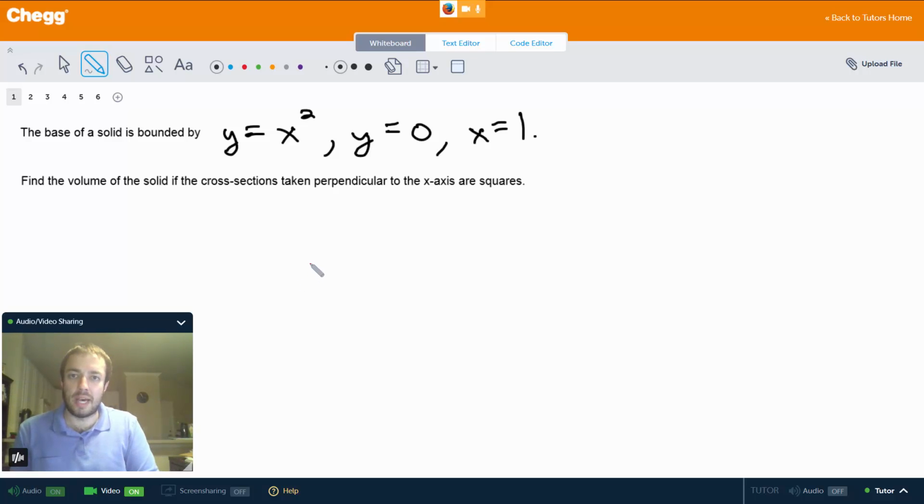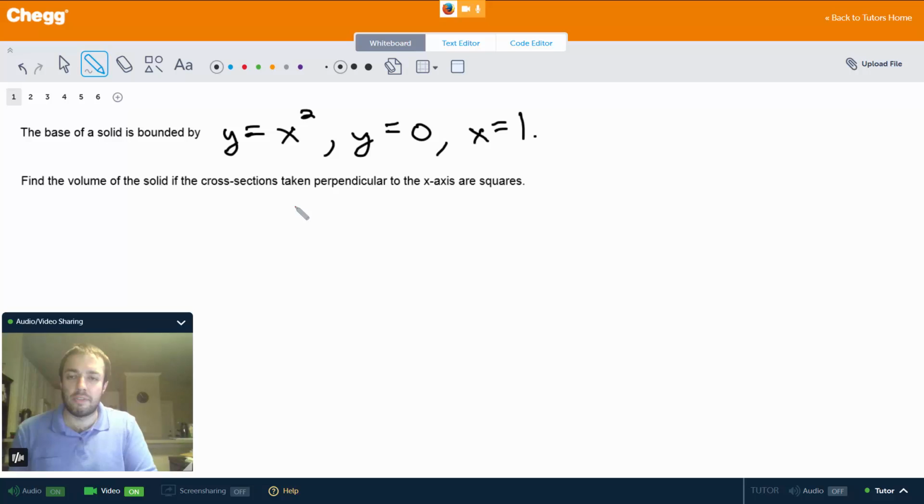I mostly do math and computer science, and in this video we're going to find the volume of a solid using cross-sectional areas. Here we have the base of a solid bounded by y equals x squared, y equals 0, and x equals 1, and we want to find the volume of the solid if the cross-sections taken perpendicular to the x-axis are squares.